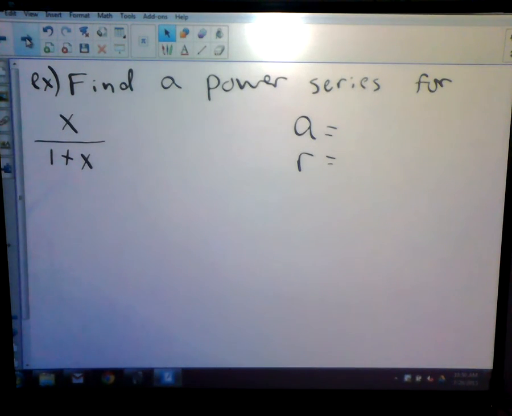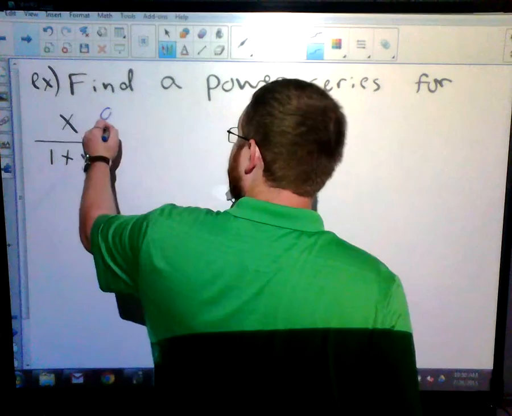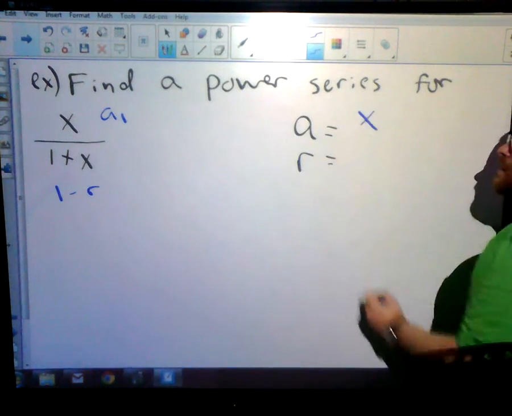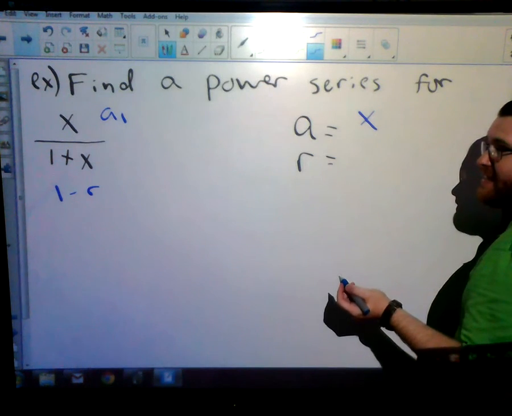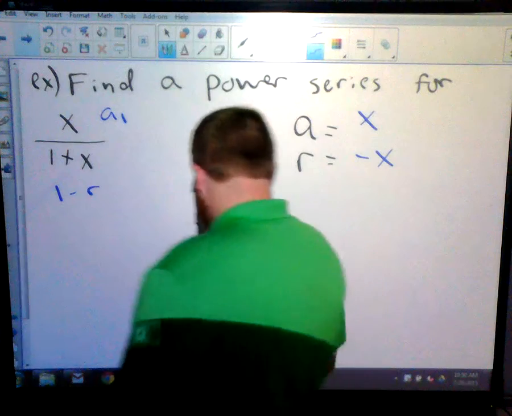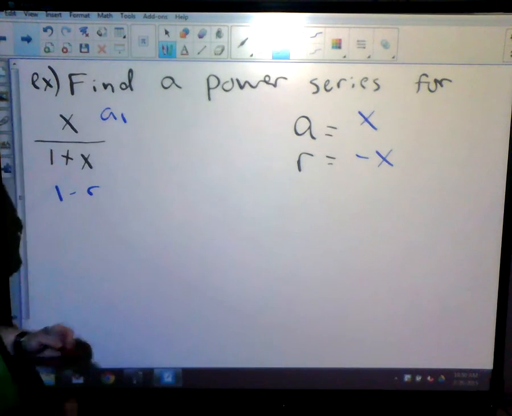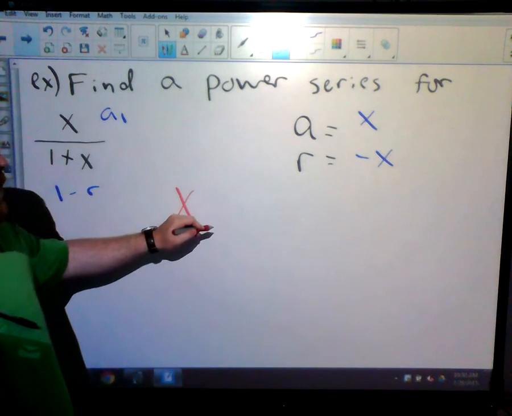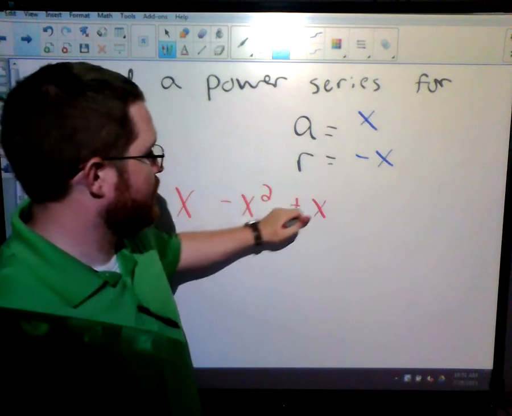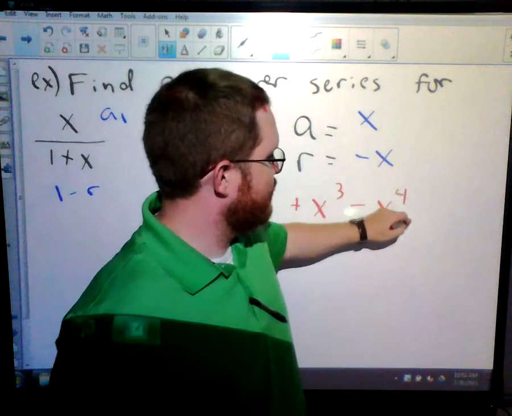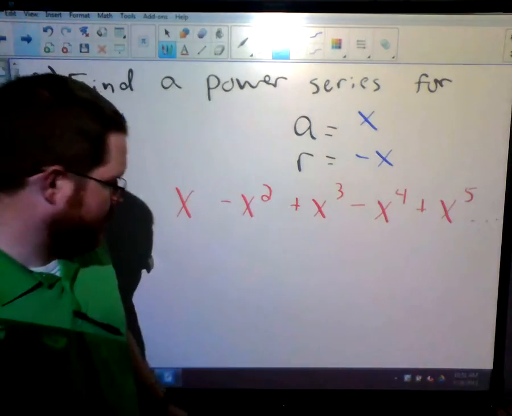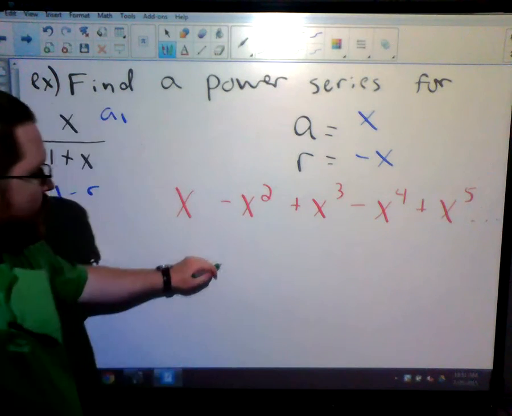Let's take a look at this one. This is a sub 1, and this is 1 minus r. So a sub 1 is x, and r should be negative, so it's negative x. So let's write this out. The first term is x. Now I'm going to multiply by negative x, by negative x, by negative x, by negative x. And you can see the pattern. Let's write the general term.